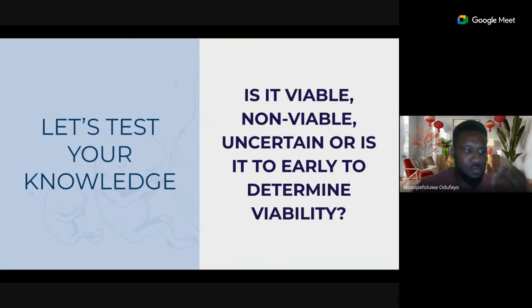So now, let's just briefly test our knowledge of what we have done so far. Now I know there's going to be a lag, so I'm going to mention the question and then I'll give you some time to talk about the answers. In this testing of knowledge, you're going to tell me whether this will be viable, non-viable, uncertain, or too early to determine viability in these pictures I'm going to show you.